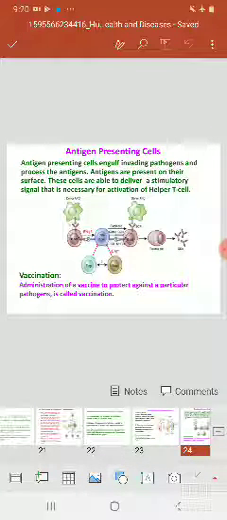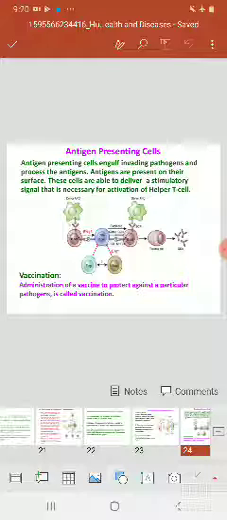Now the antigen presenting cells. Antigen presenting cells invade the pathogen and process the antigen. Then the processed antigens are presented on their own surface. These cells are able to deliver a stimulatory signal that is necessary for activation of a helper T cell.